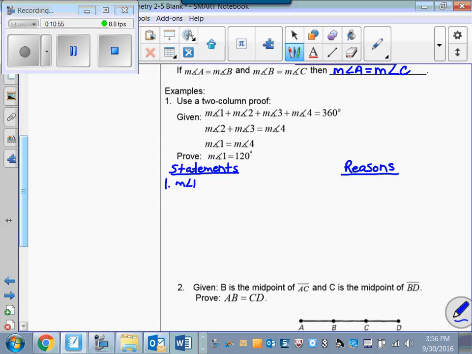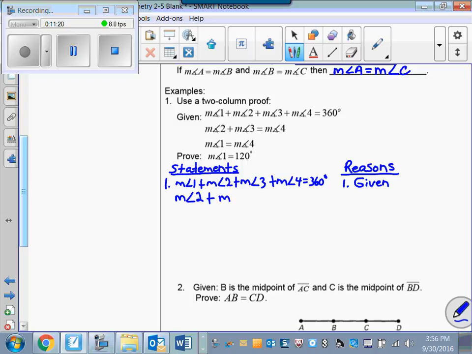So measure of angle 1 plus the measure of angle 2 plus the measure of angle 3, wow, plus the measure of angle 4 equals 360 degrees. And that's given to me. You know what? I'll just go ahead and write all the given statements right here.